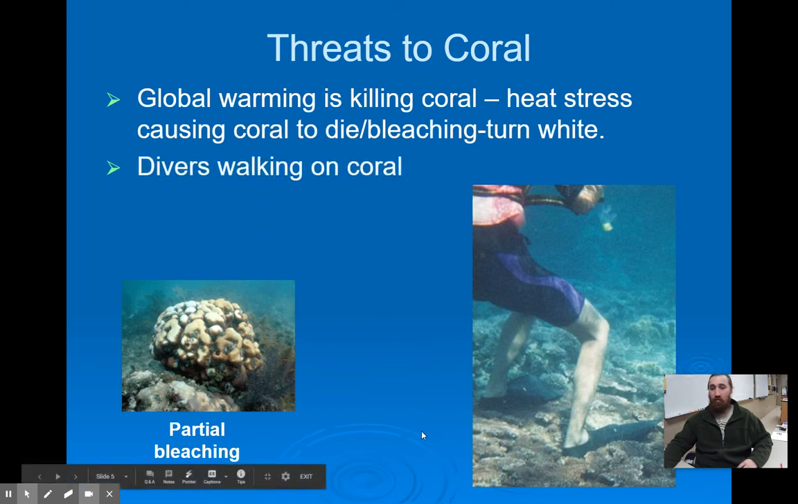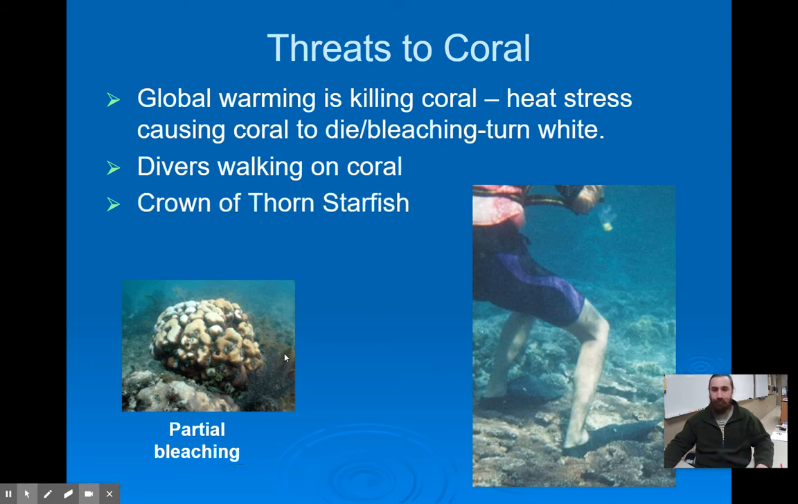The next thing, divers walking on coral. So if we walk on things and we step on them and we touch them, coral actually dies. They're not super sturdy when it comes to living. Structurally, they might be strong, sure, but they don't react very well to human interaction.